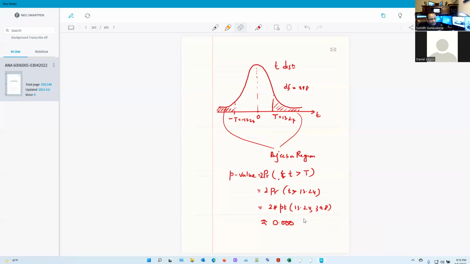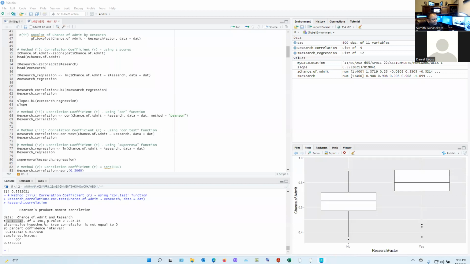Actually, I'm going to put a minus 1 for my convenience, because we are taking the area to the left. I'm calculating this area and doubling it rather than calculating the other one. It's still 0. That's how you get 0. That's the p-value.